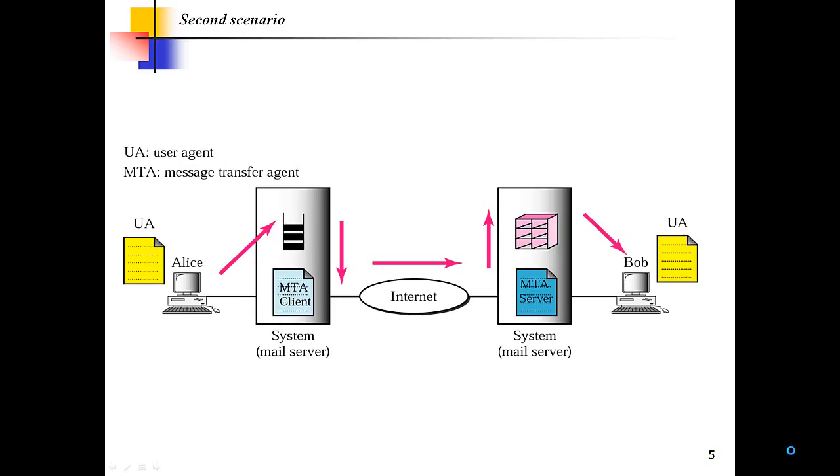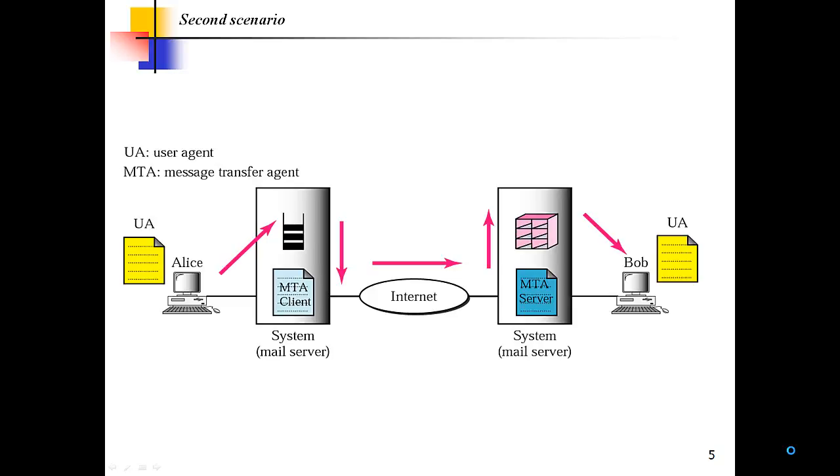So here's a diagram of the 2nd scenario. As before, we still have 2 user agents. We have Alice on one end and Bob on the other end. In addition to that, now we're introducing message transfer agents. And on Alice's side, you can see an MTA client. It sends the message over the internet to the MTA server.